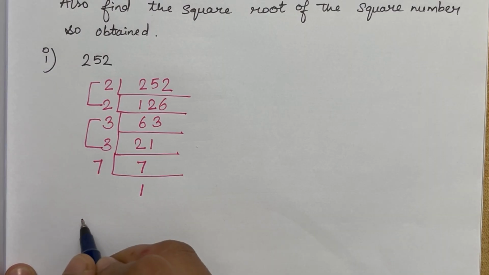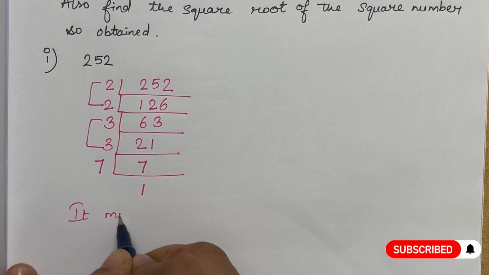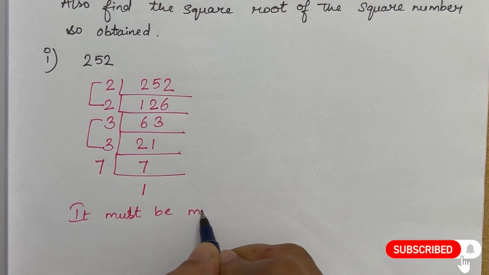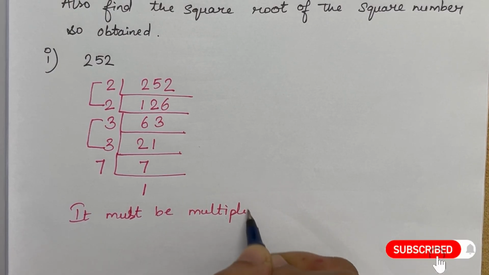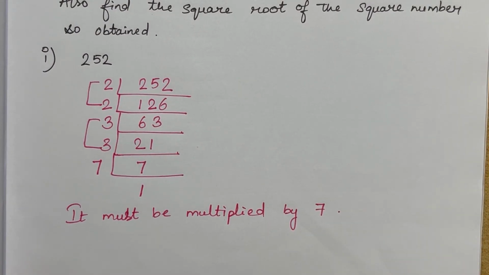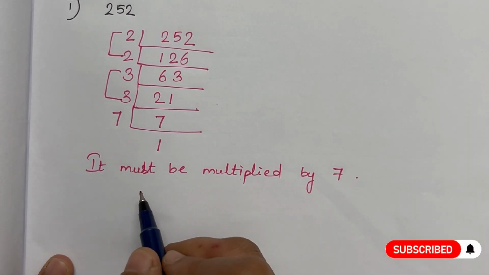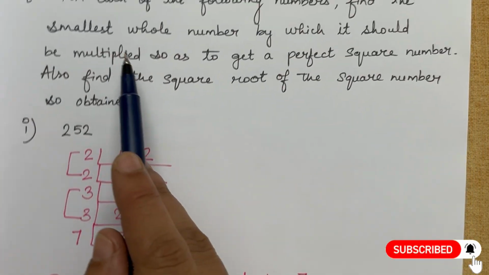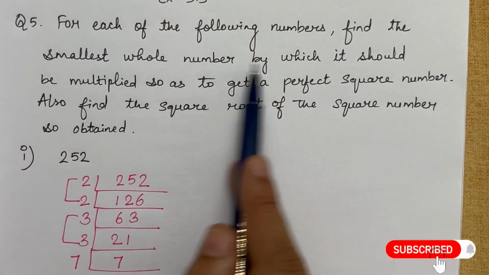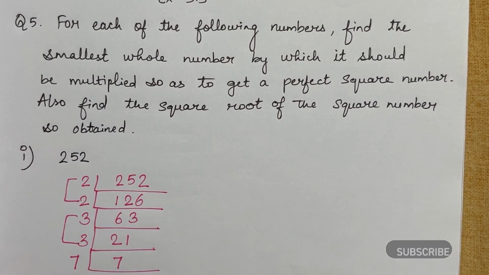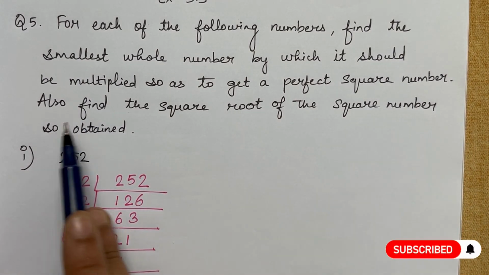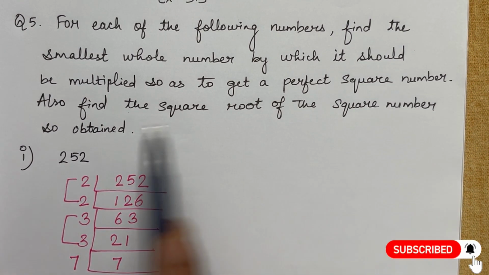So it must be multiplied by 7. For each of the following numbers, find the smallest whole number by which it should be multiplied. So it must be multiplied by 7 so as to get a perfect square number. Also find the square root of the square number so obtained.